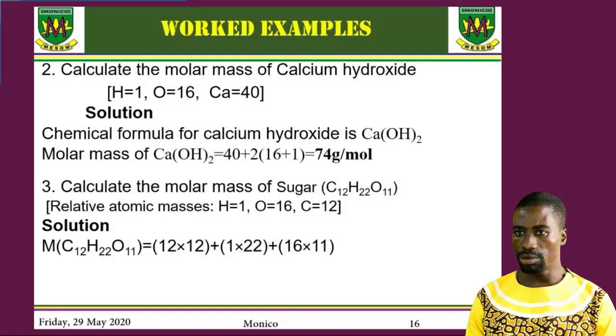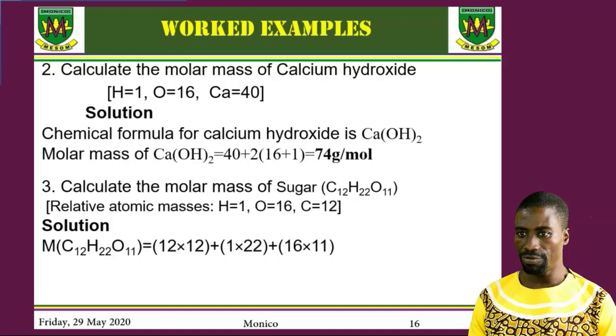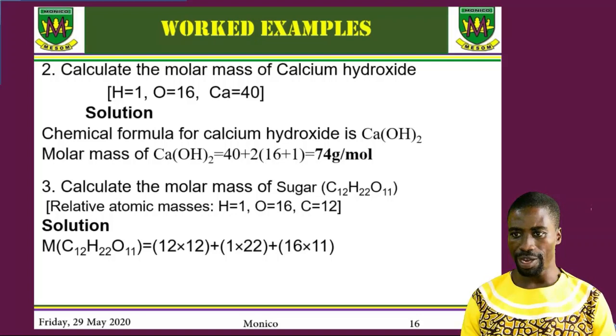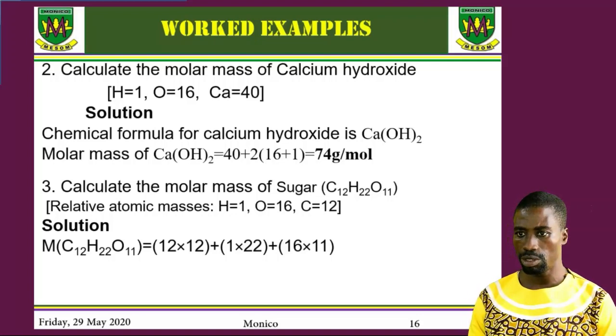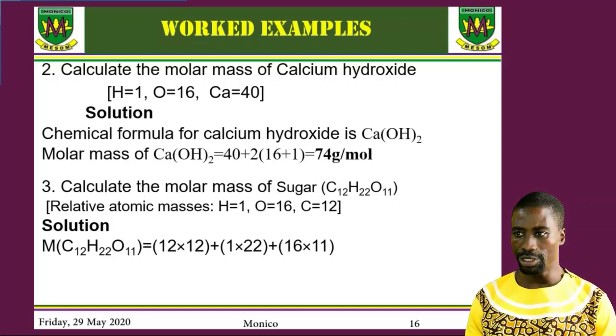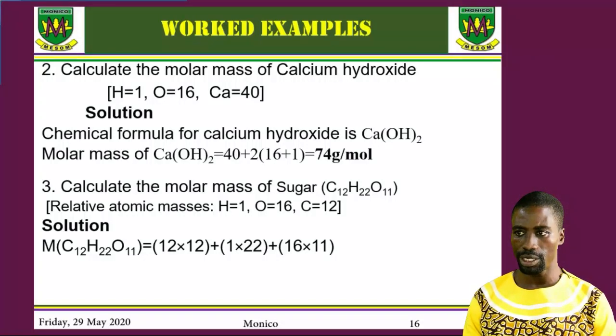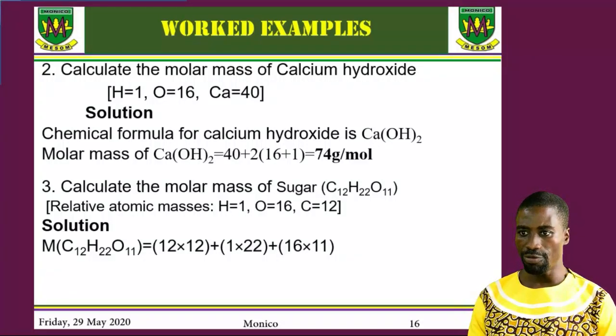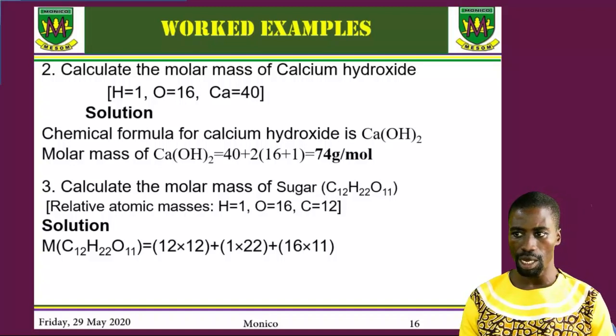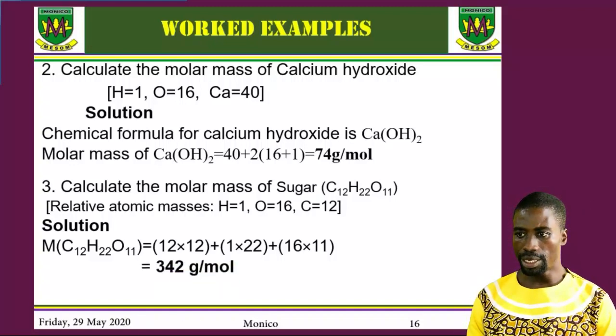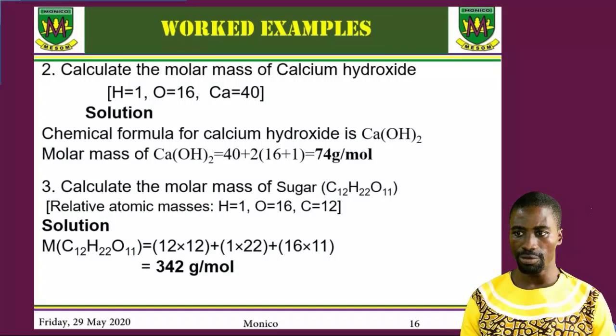So for the molar mass, we have 12 times 12, that is 12 for carbon, and another 12 for the number of carbon atoms in that particular molecule. We have 1 for hydrogen and 22 for the number of hydrogen atoms. And lastly but not the least, we have 16 for oxygen and then 11 for the number of oxygen atoms in that particular compound. And again, that will give us 342 gram per mole.